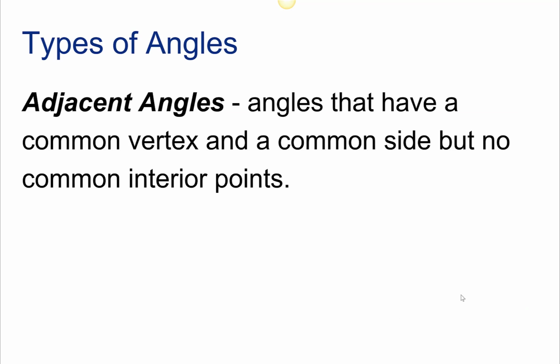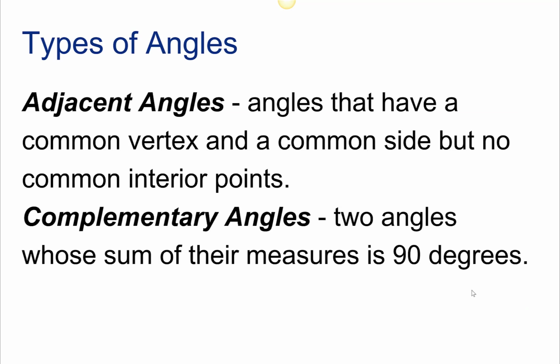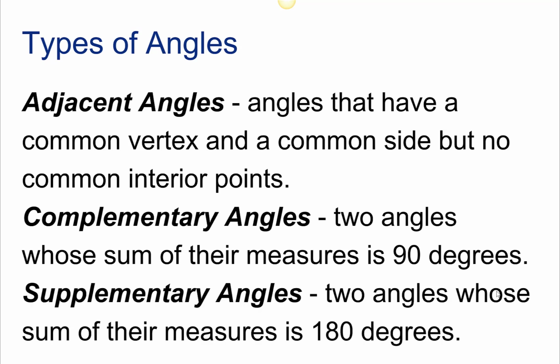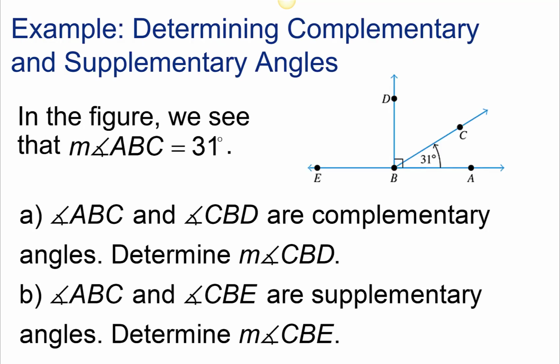Adjacent angles are angles that have a common vertex and a common side but no interior points in common. Complementary angles are two angles whose measures add to 90 degrees. Supplementary angles are two angles whose measures sum to 180 degrees. Determining complementary and supplementary angles.